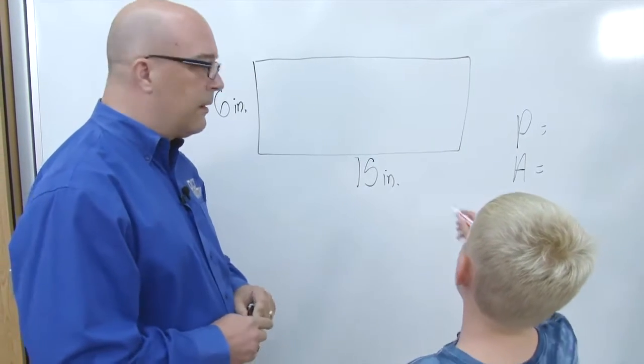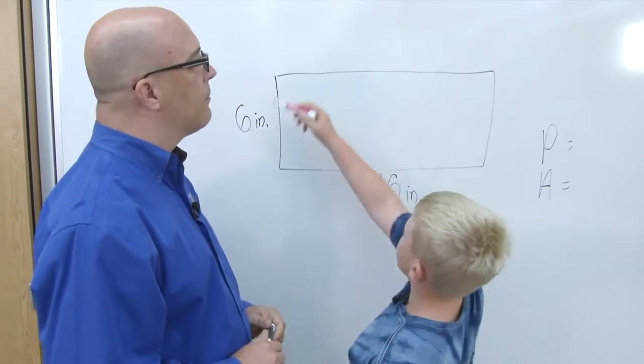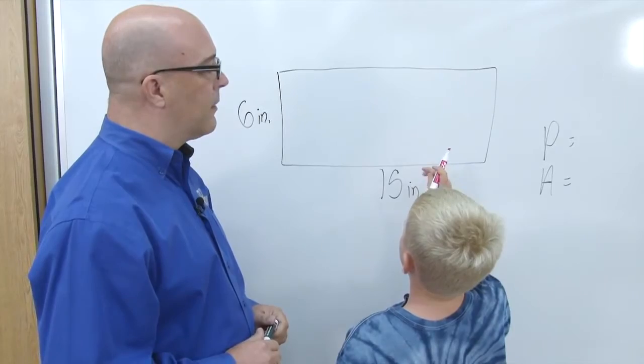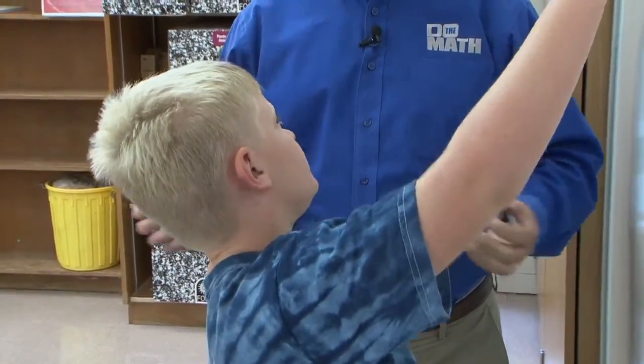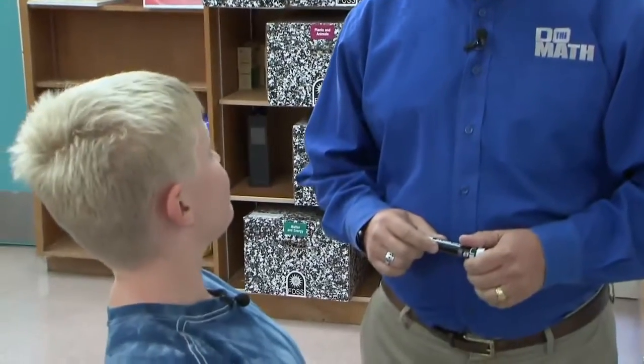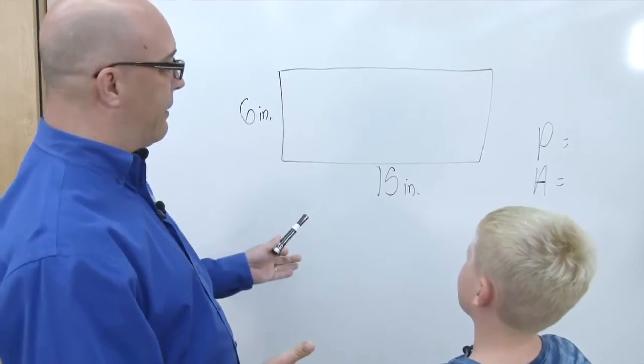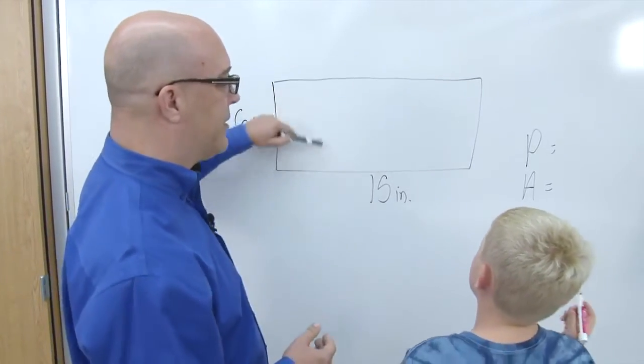Well, the perimeter is around the outside, and the area is all that's in the inside of the rectangle. Perfect. So which would you like to do first, the perimeter or the area? Area. All right. How do you figure out the area? How do we know how much area is in here?